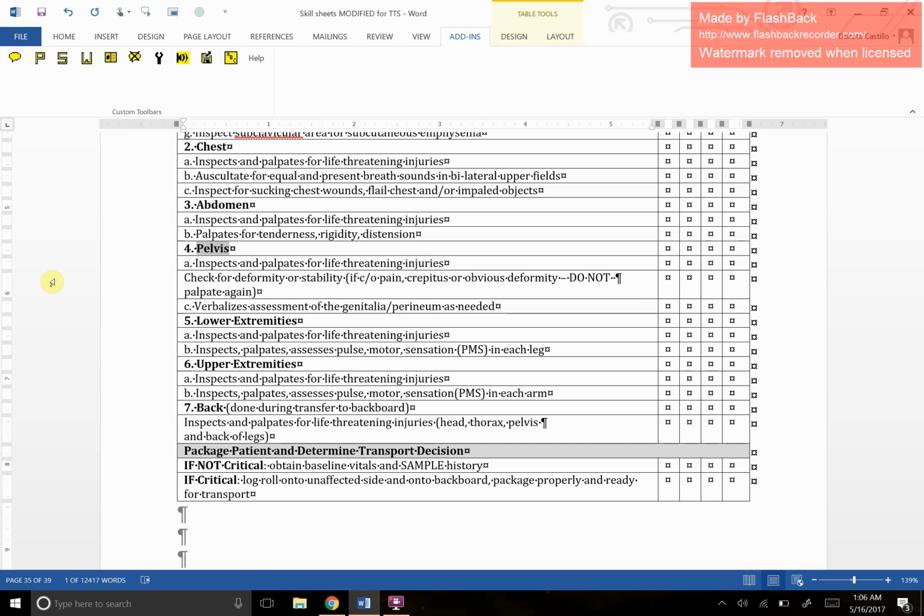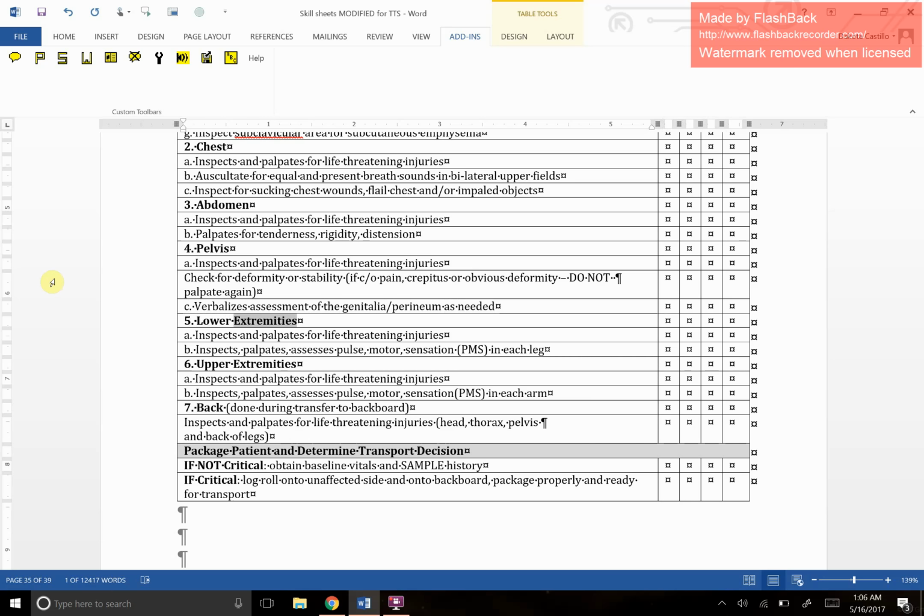4. Pelvis. A. Inspects and palpates for life-threatening injuries. Check for deformity or stability. If complaint of pain, crepitus or obvious deformity, do not palpate again. C. Verbalizes assessment of the genitalia/perineum as needed.